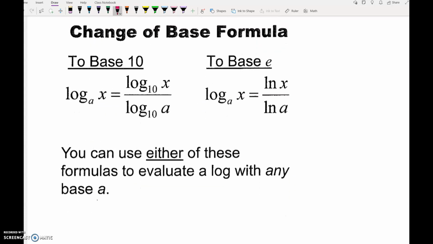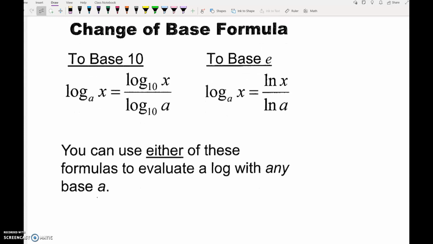The change of base formula, technically, you can say that you are changing something into base 10, but really this is just a way that we evaluate logarithms, because the buttons on our calculator are log, so common log, and natural log. If I asked you to do log base 2 of 10, we don't have a button for log base 2 in our calculator. So we have to use this change of base formula.